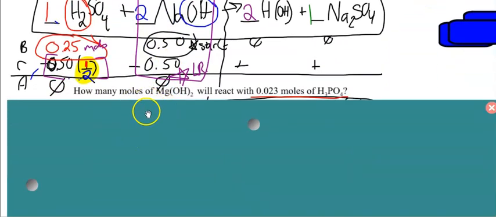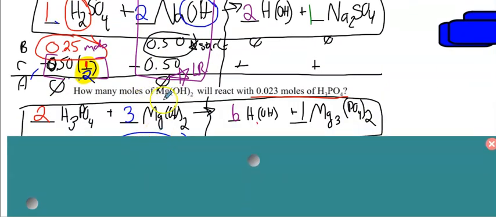Okay, I want to get you started on this last one. I want you to pause the video and then come back after you've gotten our balanced chemical equation. I want you to do BCA, put in your zeros, figure out your limiting reactant, and then figure out how much acid you need to neutralize it. Okay, so pause the video and come back.